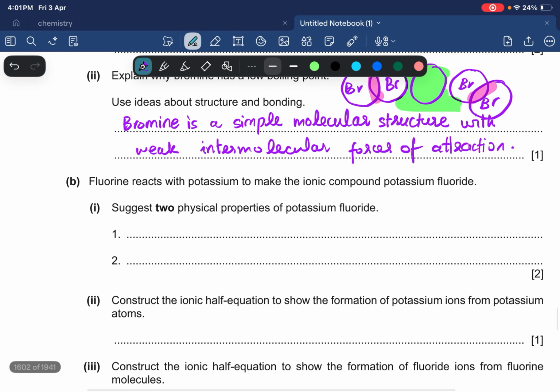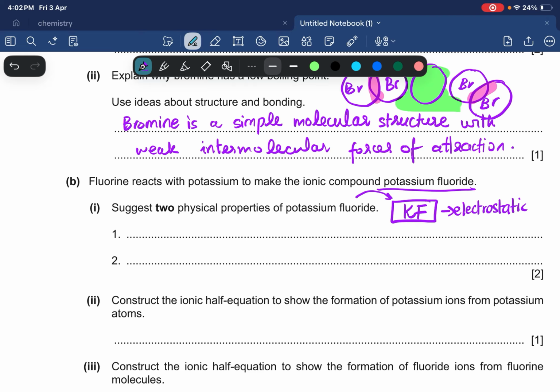Okay, fluorine reacts with potassium to make the ionic compound potassium fluoride. That's an ionic compound, potassium and fluorine. Suggest 2 physical properties of potassium fluoride. Because that's an ionic compound, firstly we know that ionic compounds have a high melting and boiling point. Why? Because oppositely charged ions are attracted to each other by strong electrostatic forces of attraction. So the first point is that they have a high melting and boiling point.